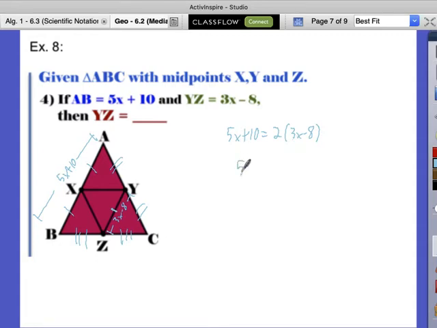So as we go through this, we get 5x plus 10 is equal to 6x minus 16. We get x is equal to 26. We plug it back in to 3x minus 8 to get YZ. 3 times 26 minus 8. 3 times 26 is 78 minus 8. So the measure of YZ is equal to 70. Could we have also plugged it into AB? Yeah, we would get 140, so we get 10 divided by 2. Does that make sense? Yes.